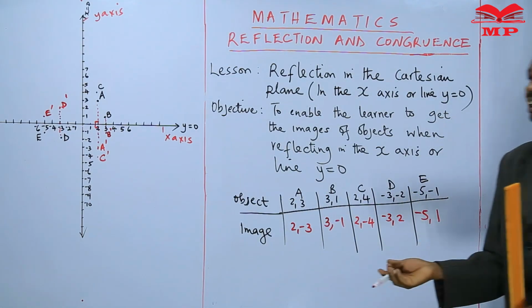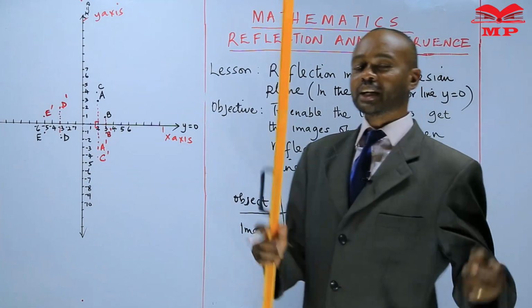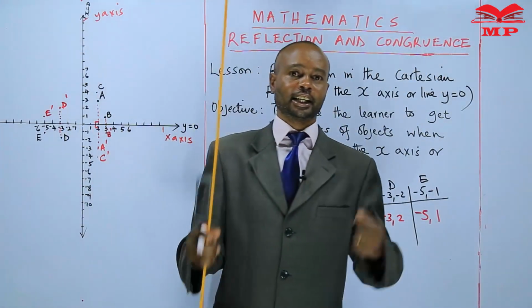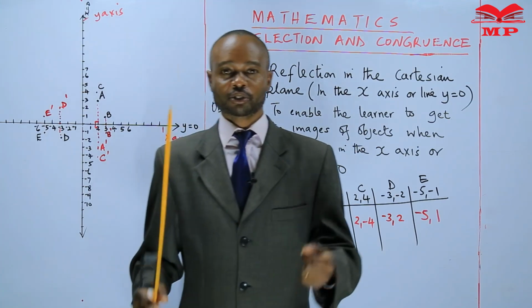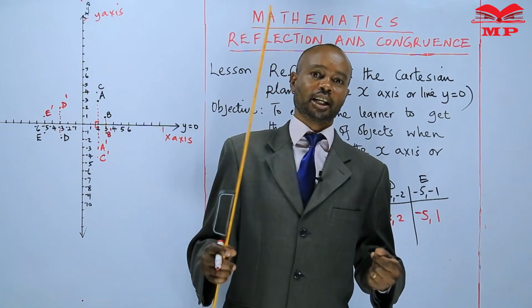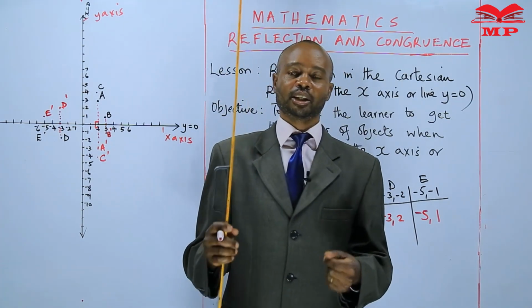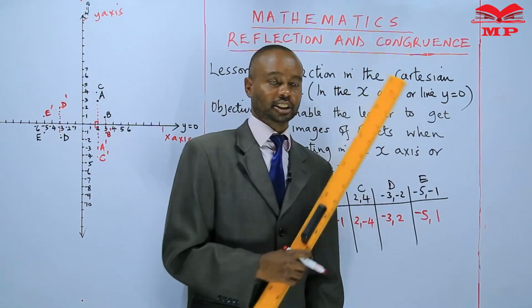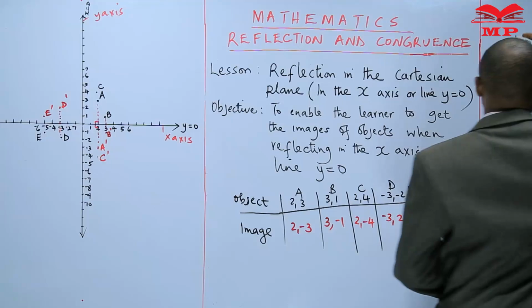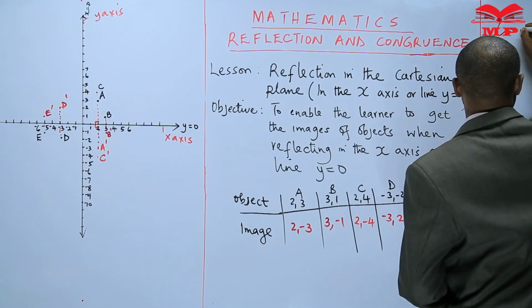So there is something, learner, you've discovered. If you are reflecting in the x-axis, the coordinates for the image for x remain the same, but the coordinate for the y coordinate changes the sign. So you can conclude, conclusion.